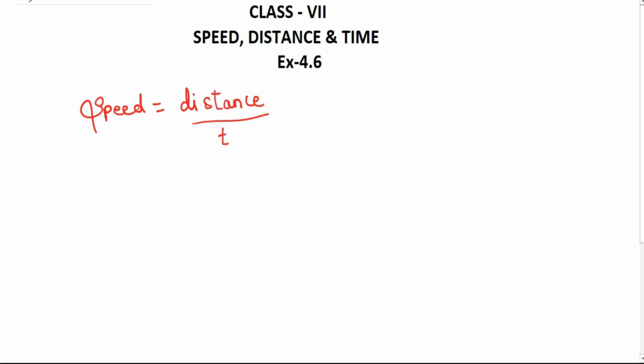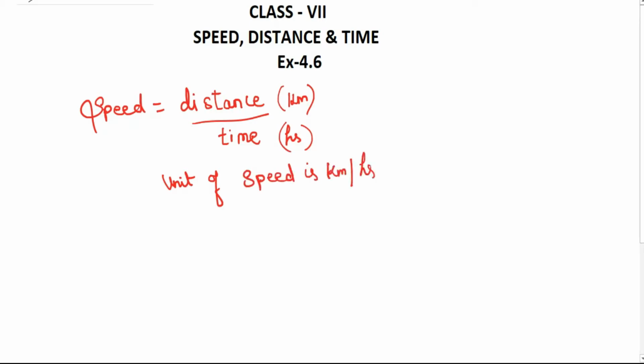Okay, the most common unit which is used for distance is kilometer, and the most common unit which is used for time is hour. So you can say that the most common unit of speed is kilometer per hour. But according to Standard International, the unit of speed is meter per second. This is the Standard International unit of speed.